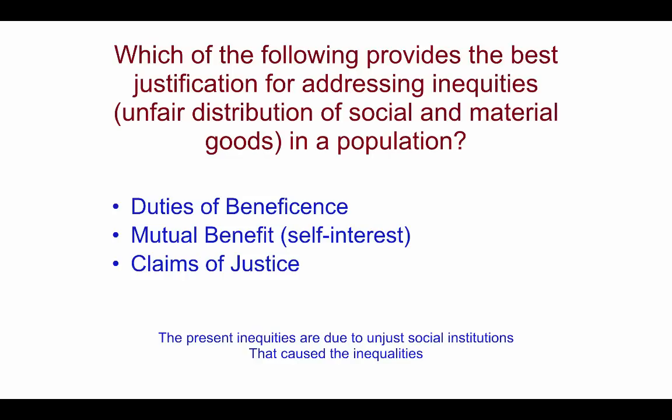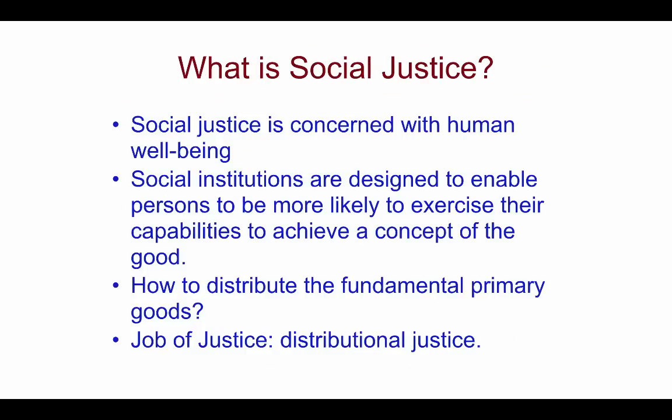One should address the inequalities based on claims of justice because the present inequities are due to unjust social institutions that cause the inequalities. So what is social justice? Social justice is concerned with human well-being. Social institutions are designed to enable persons to be more likely to exercise their capabilities to achieve a concept of the good. The question is how to distribute the fundamental primary goods.